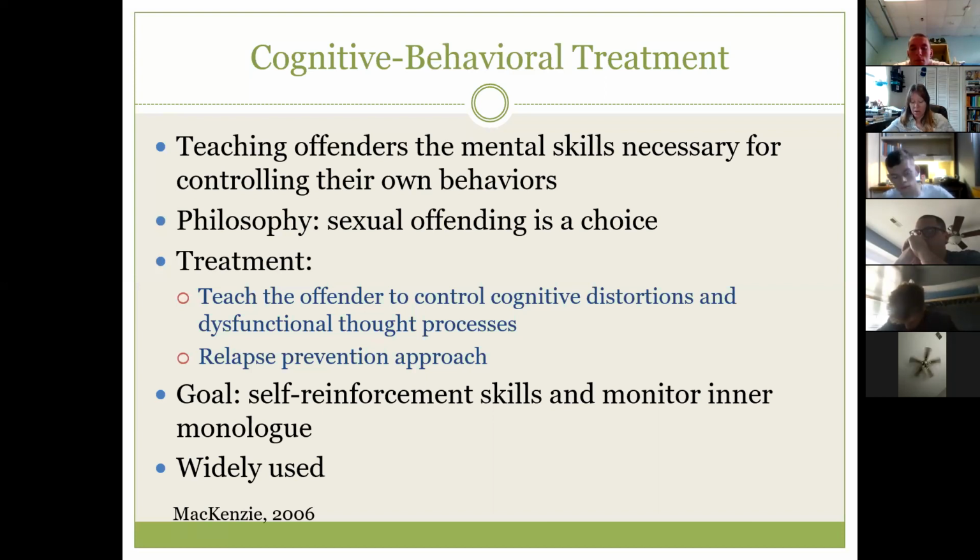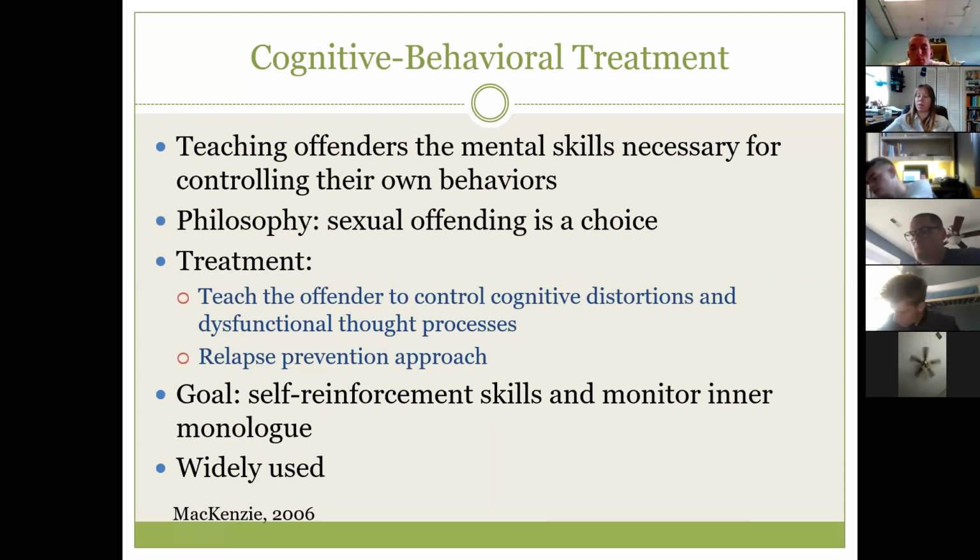So this is based on the social learning model or the cognitive behavioral model. And the treatment is focused on learning to control the cognitive distortions and dysfunctional thought processes of the sex offender. Just like the other cognitive behavioral programs we talked about, they have to monitor their inner dialogue. That's the first step right there, learning to monitor that inner dialogue. That's part of controlling these cognitive distortions, these dysfunctional thought processes. But what is unique to the sex offender version of cognitive behavioral treatment is something we refer to as the relapse prevention approach.